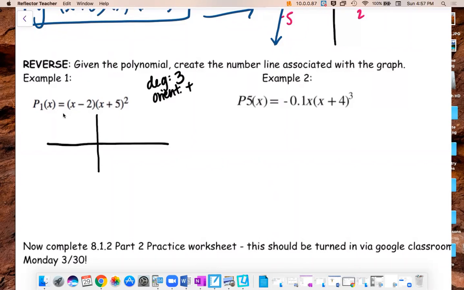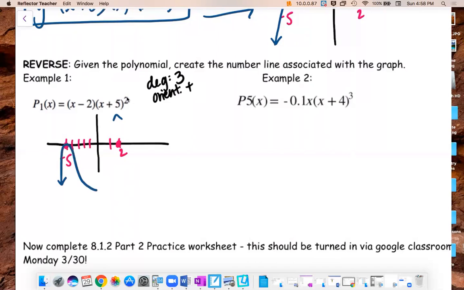And then we have x-intercepts at, this would be a +2. And this factor would make a -5. And then at -5, it's going to bounce. Okay, so degree 3 positive orientation means it starts down here and it ends up here. And at -5, it's going to bounce because it has that squared. So it's going to come bounce off of here.